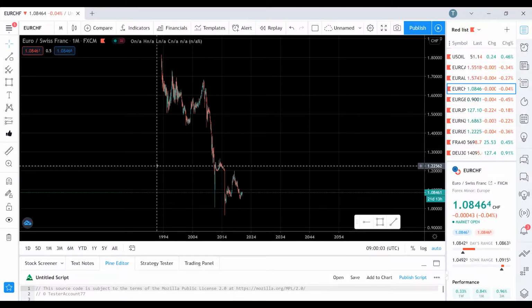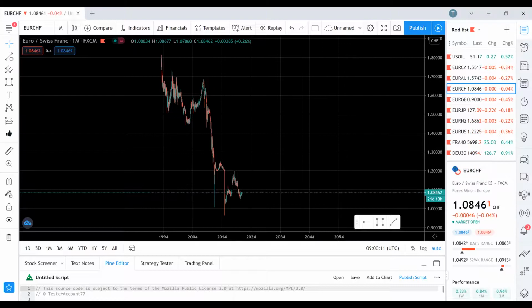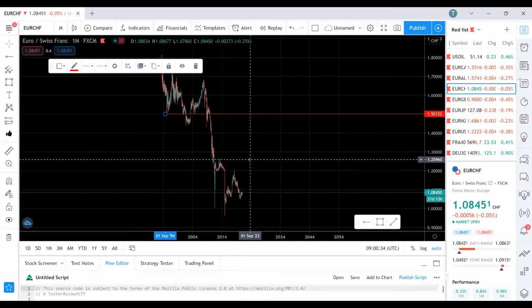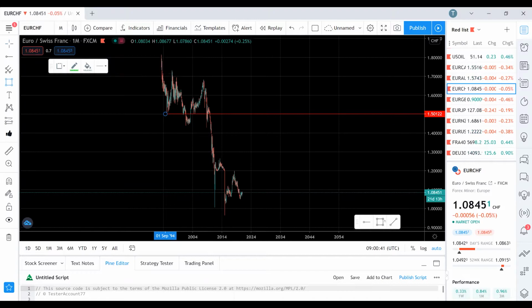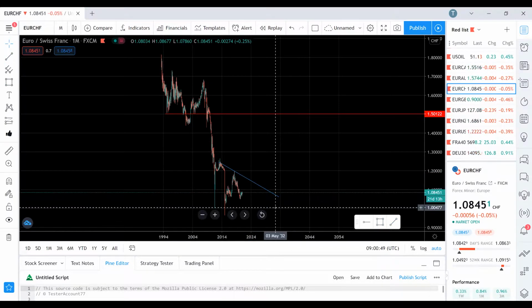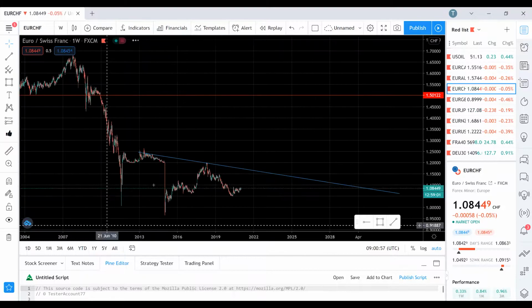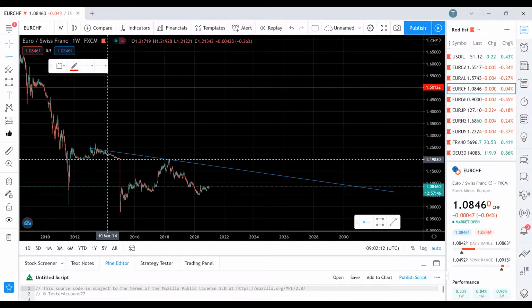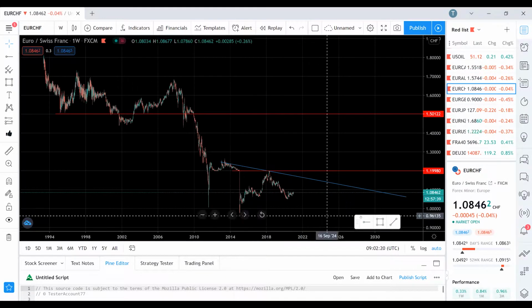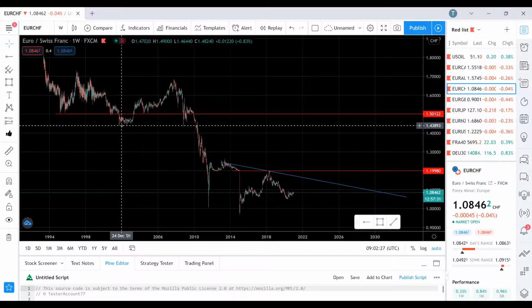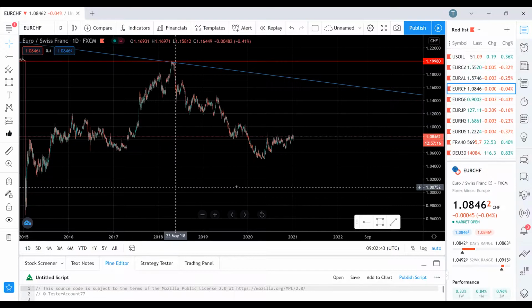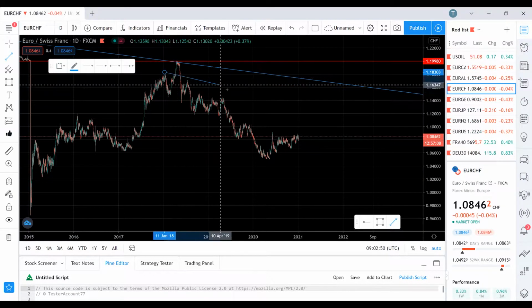EURCHF. Start on the monthly. Resistance here. Trend resistance here. Move to the weekly. Resistance here. Move to the daily. Trend resistance here.